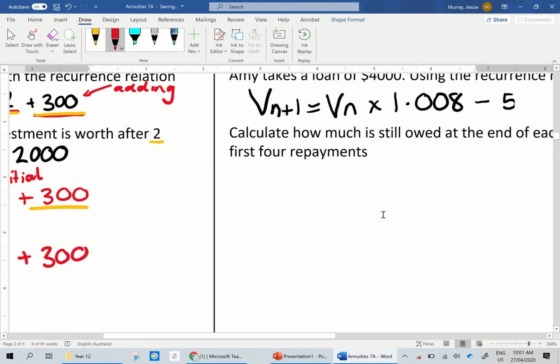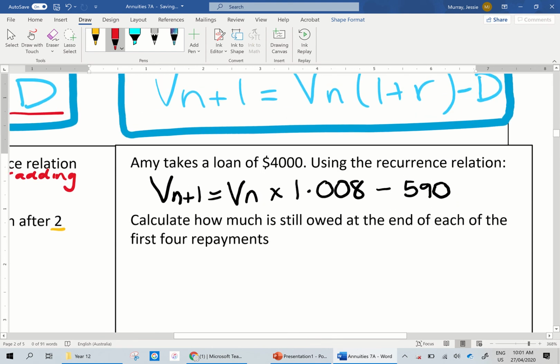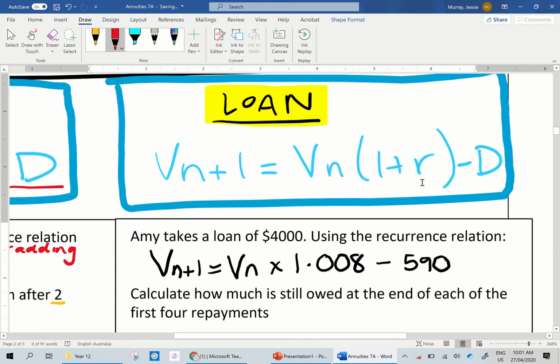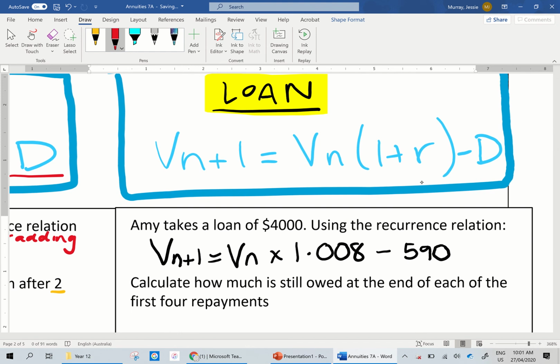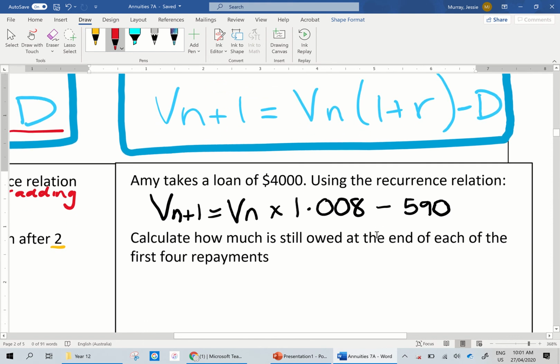Okay, now let's look at doing the exact same thing, but this time it's that second type. It's the loan. Okay, so rather than a savings account, I'm paying off a loan, which is where that minus the down payment comes in. Amy takes a loan of $4,000. Using the recurrence relation, they gave you the formula, calculate how much is still owed at the end of the first 4 repayments. So I need to go up to V4.